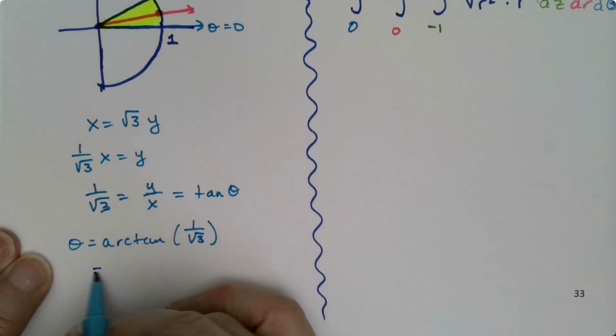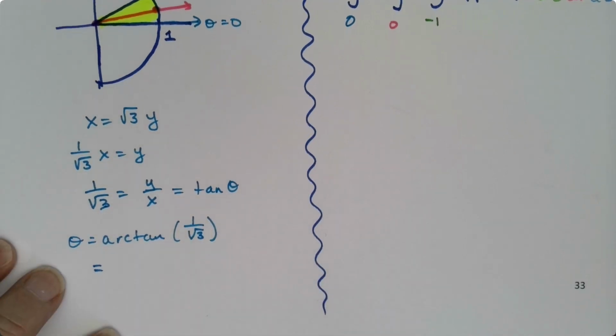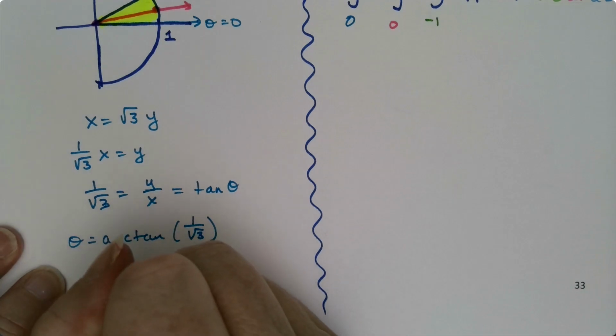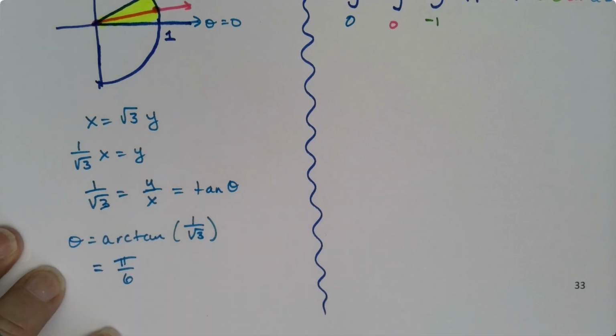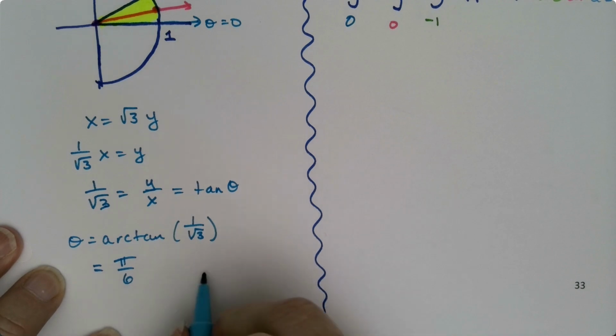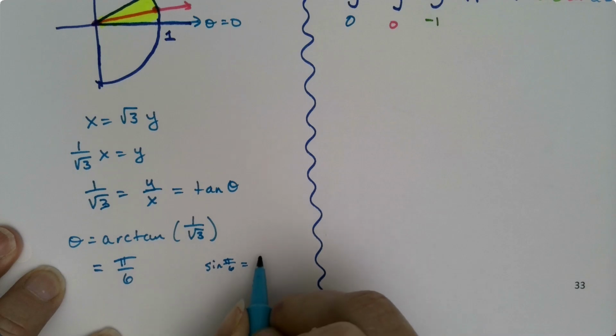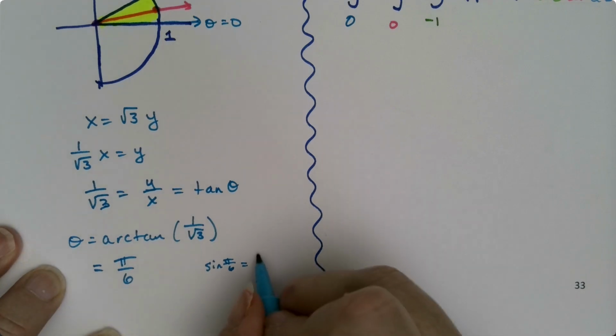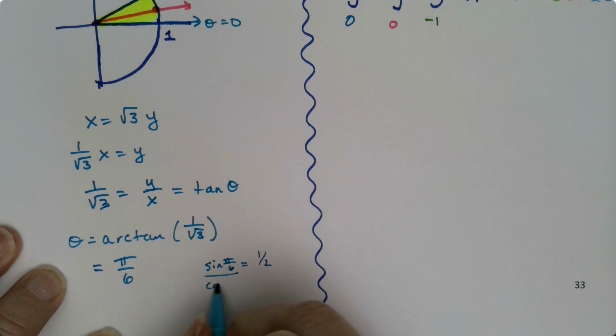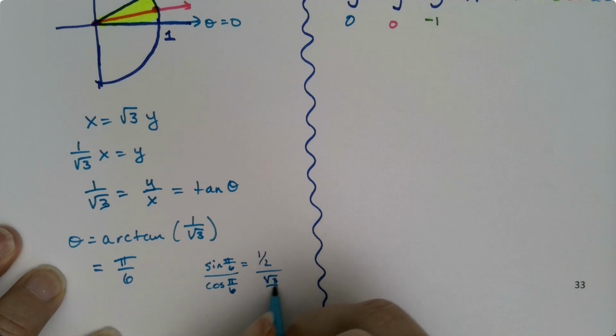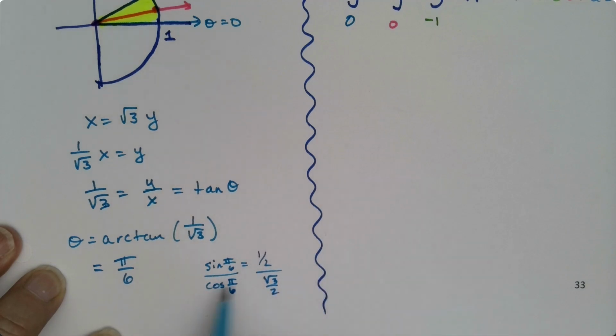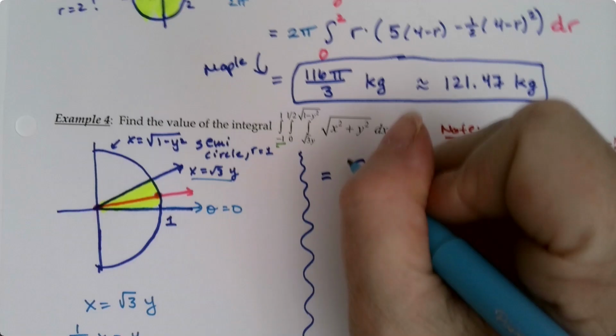And at this point, I'm very glad that I memorized my unit circle, because that would be pi over 6. The sine of pi over 6 is 1/2. And then the cosine of pi over 6 is the square root of 3 over 2. And so if you took the tangent, which is sine over cosine, that would be 1 over the square root of 3. Ta-da! All right, so it's pi over 6.